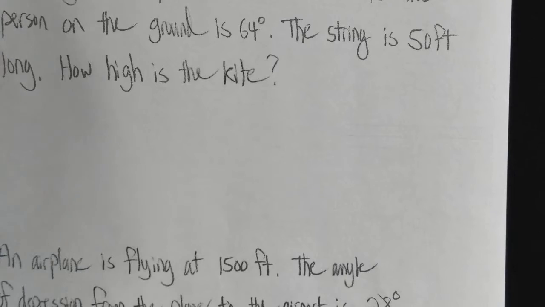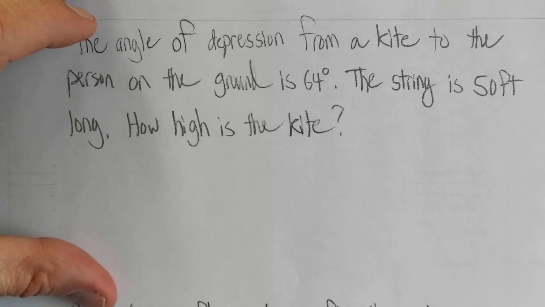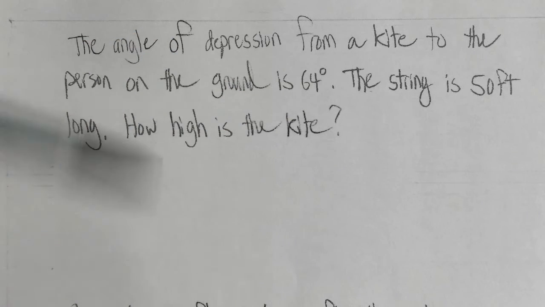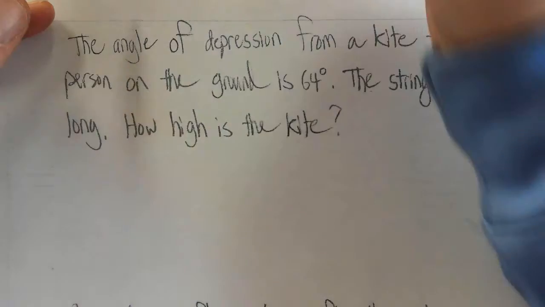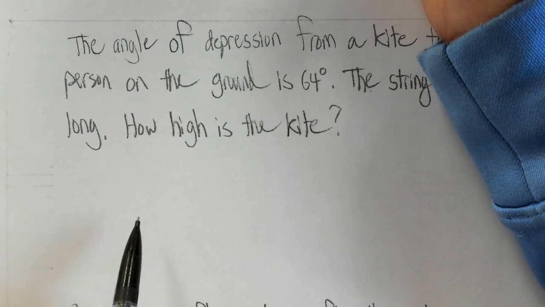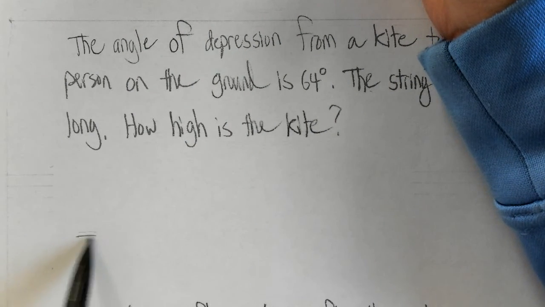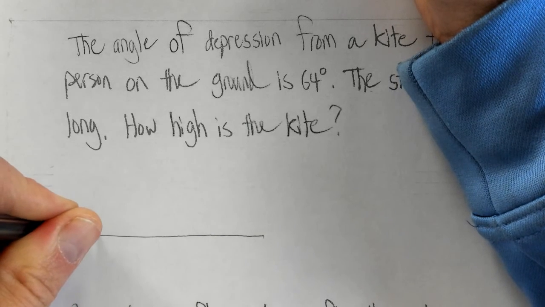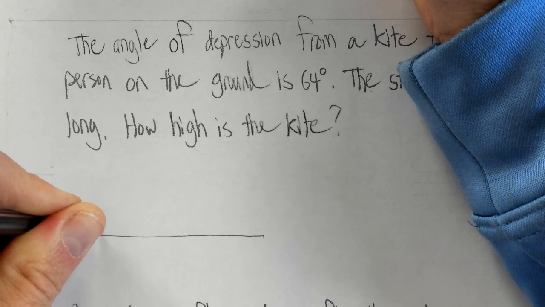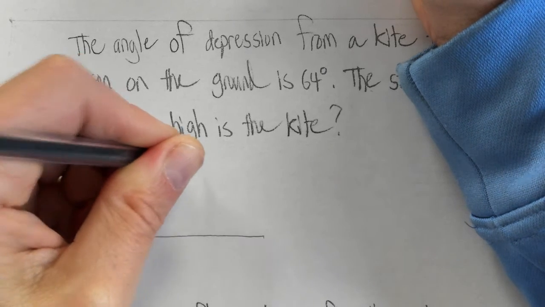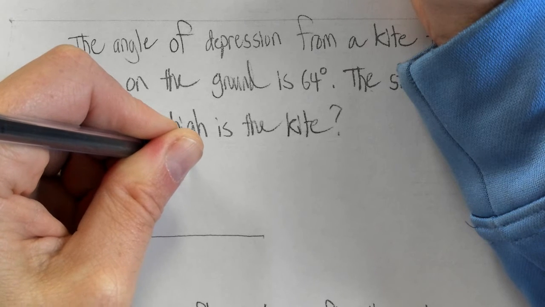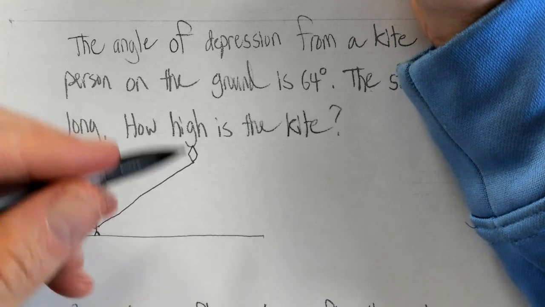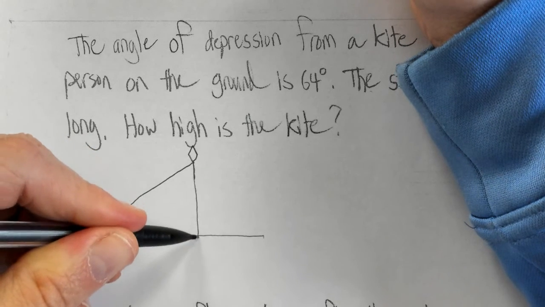So in this problem it says the angle of depression from a kite to the person on the ground is 64 degrees. The string is 50 feet long. How high is the kite? Again, we need another drawing. So what do we need here? We need ground. We need person. Okay, we need kite. So there's my right triangle.